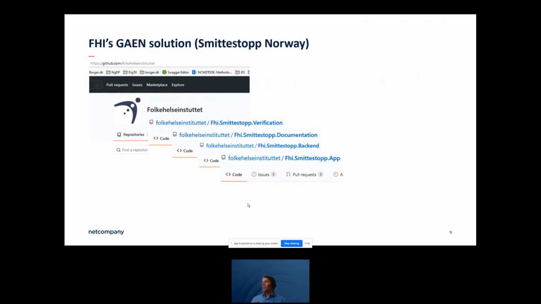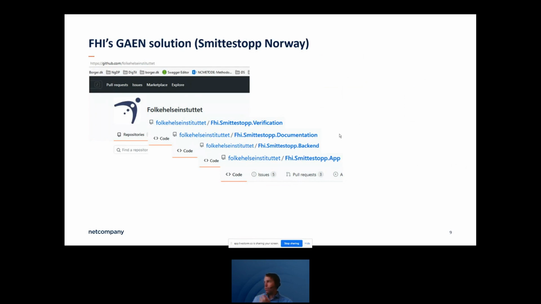So the FHI's GAEN solution, Smittestopp Norway, is built with quite a few parts, and the parts I show you here are the essential ones. The documentation is where you'll find information about how this was created, how it came to be. The verification solution is where the tokens are issued, and they work together with the Norwegian IDPs, identity providers, and also EMSIS, the Norwegian health organization that carries out all the tests and holds information connected to the identity of the person as to whether the person has tested positive or not. We'll also get back to this. And then we have the Smittestopp backend and the Smittestopp app.